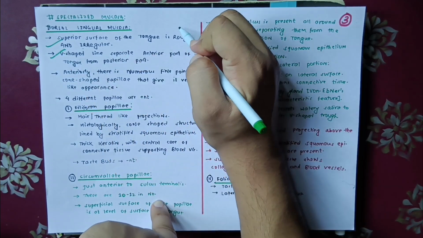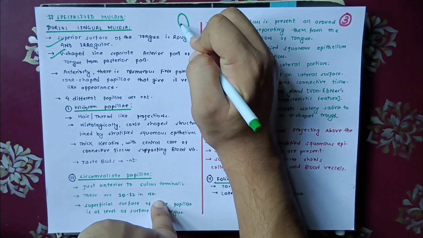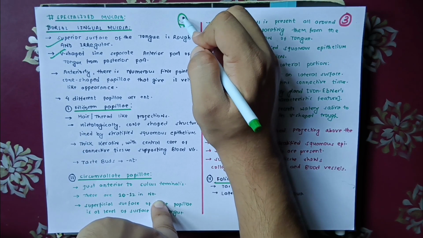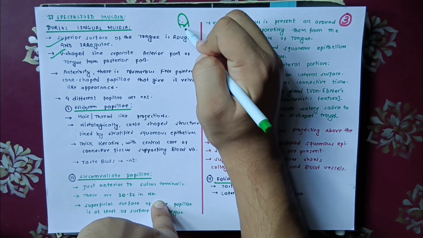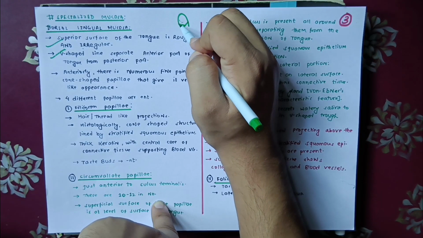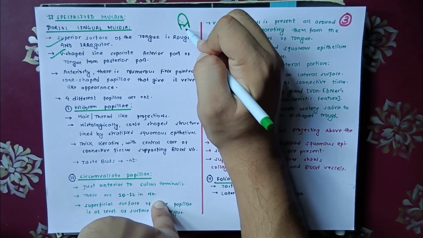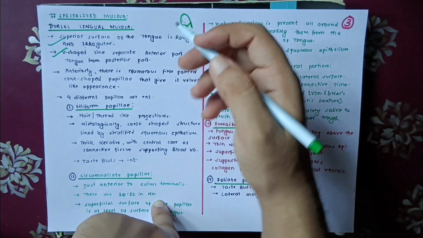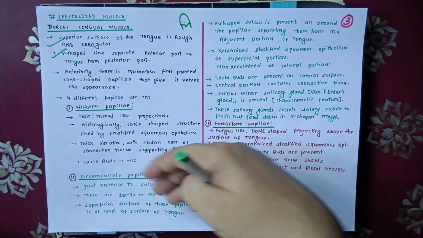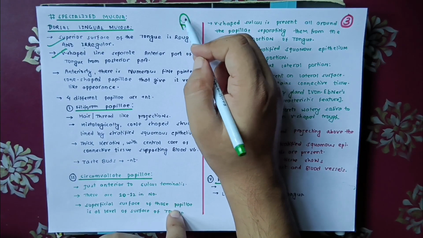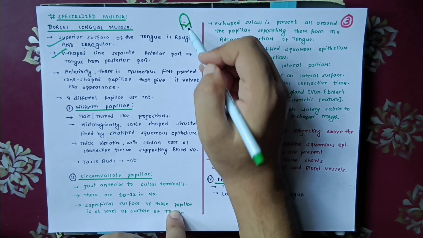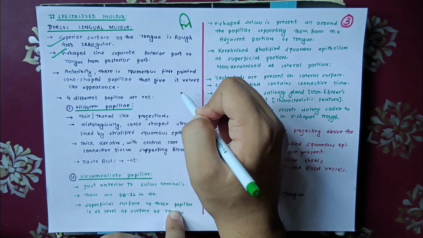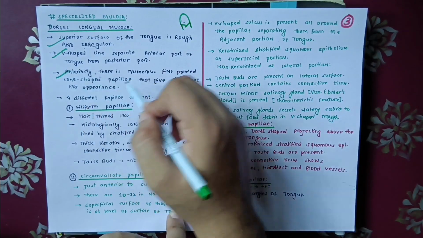If this is a tongue, then we can see the V-shaped structure separating the anterior papillary portion from the posterior lymphoid portion. In the posterior portion we have lymphoid tissue, different kinds of tonsils, and in the anterior portion we have the papillae. I will be discussing this. Anteriorly, there are numerous fine pointed cone shaped papillae that give it a velvet like appearance. It is the same thing written here.